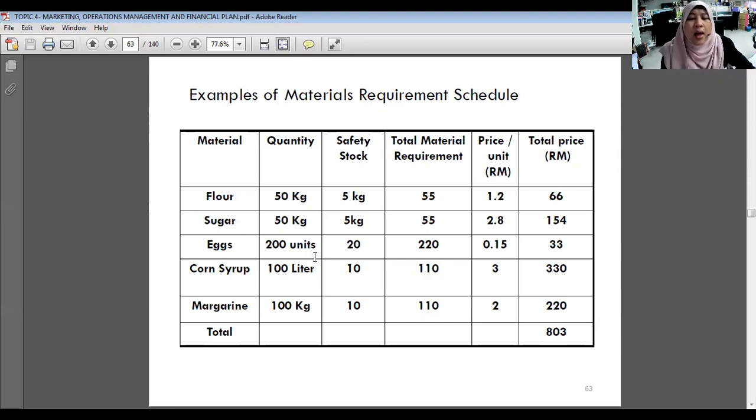Corn syrup is 100 liter plus 10 liter of safety stock, which is 110, times 3 equals 330. For the margarine, 100 kg plus 10 kg equals 110, times 2 becomes 220. Make sure that the total price is equal from head to toe. If not, you will have a problem in the financial plan, because we want to direct all these element prices towards the next plan.